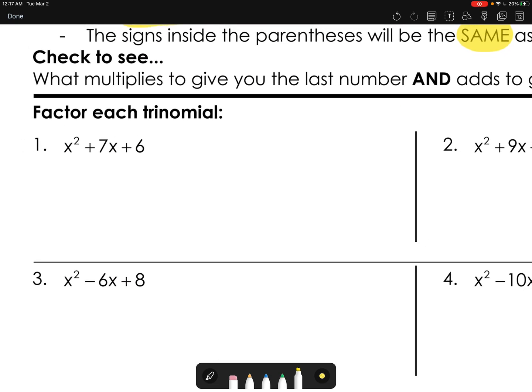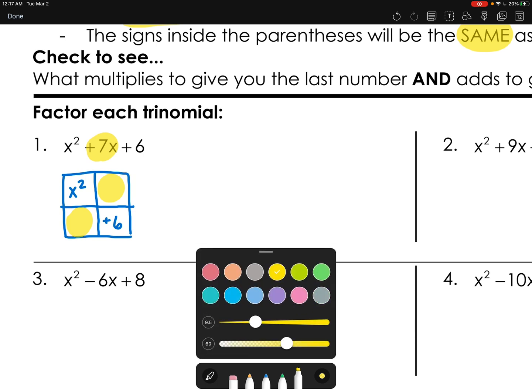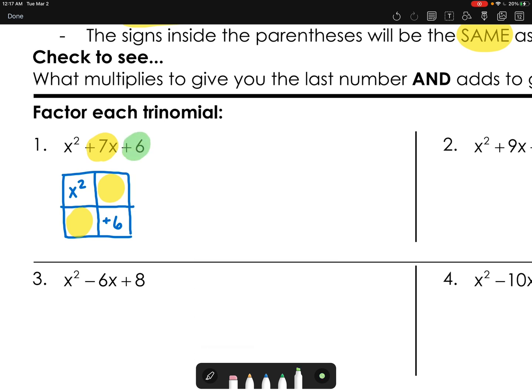So factoring this trinomial. We talked in class about how factoring is like the opposite of the area model. So if I were to have an area model here, I am trying to figure out what goes on the sides of my area model. I know this square right here is x squared, and I know this square down here is positive 6. I'm trying to figure out what numbers go in my diagonal squares here so that they add to give me 7x, but multiply to give me 6.